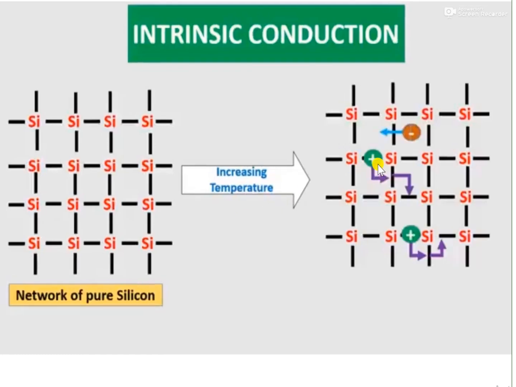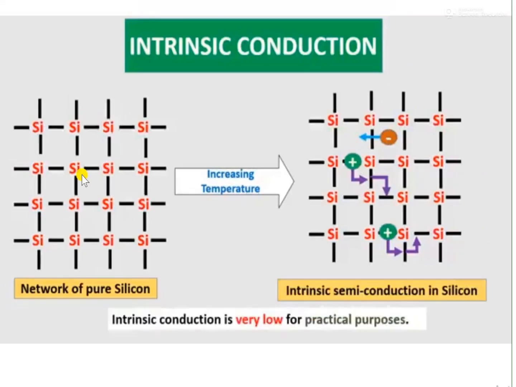So when a bond breaks, a hole will be produced here, and these holes, positive ions, will start to move in this direction, and electrons will start to move in the opposite direction. So by increasing temperature for a pure network of silicon, we can add some conductivity. But in case of intrinsic conduction, this is very low for practical applications.